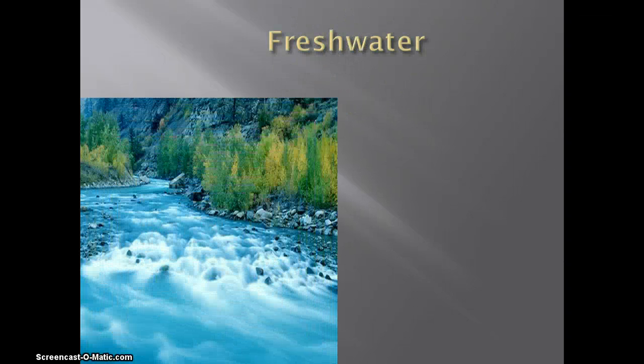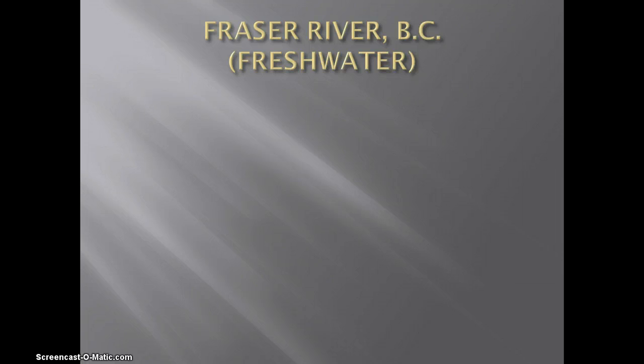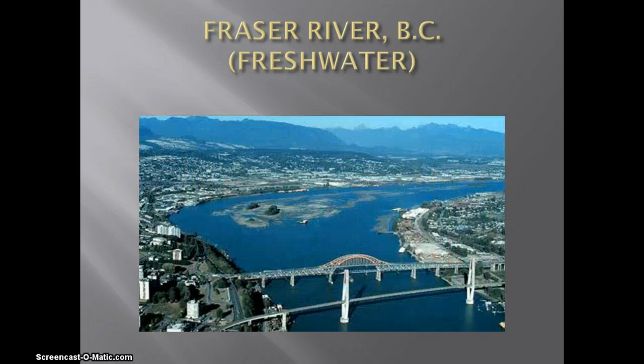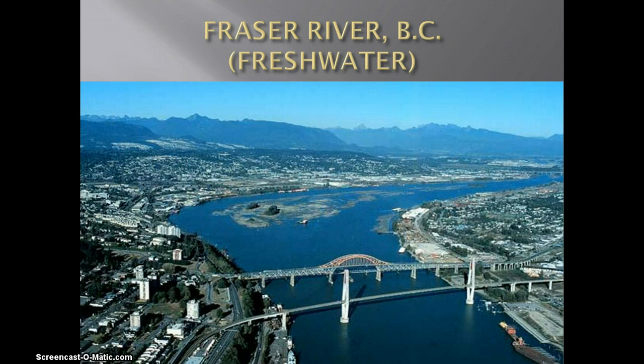Freshwater. Freshwater can be found in many different types of environments, such as bogs, lakes, rivers, and streams, and it contains less compared to saltwater when it comes to dissolved salts and solids. So this is a picture of the Fraser River in BC, which is the largest river in all of British Columbia, and as I said before, it is a freshwater environment.